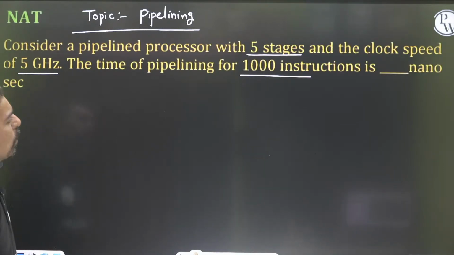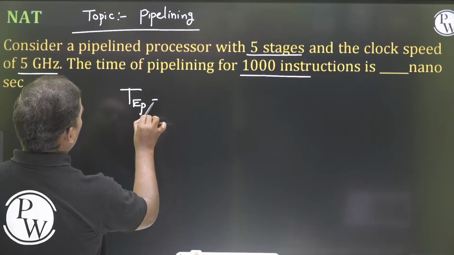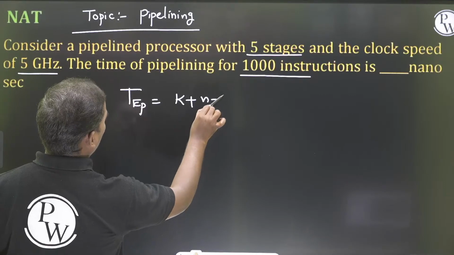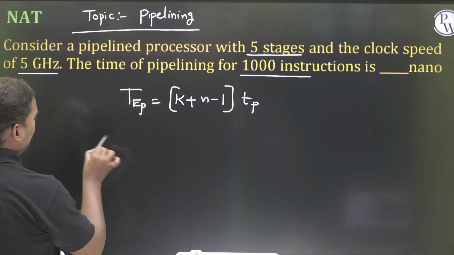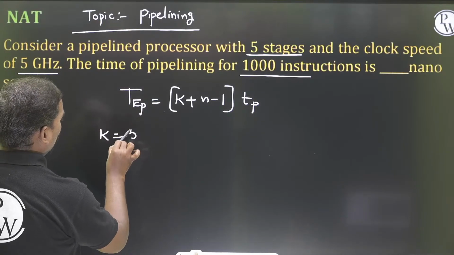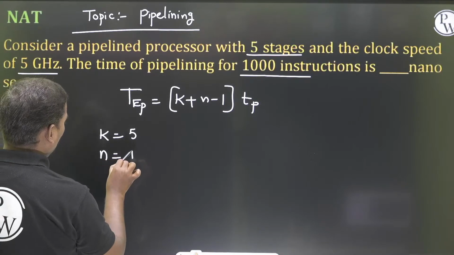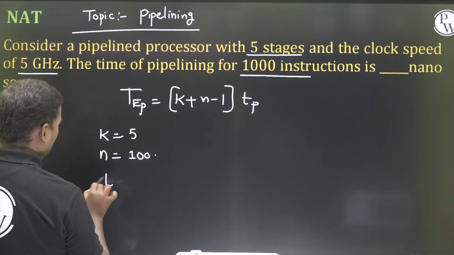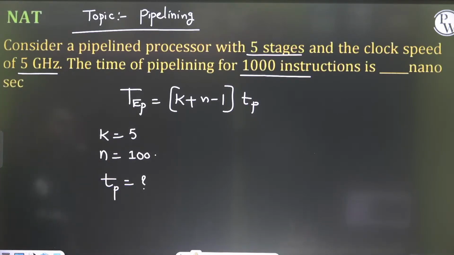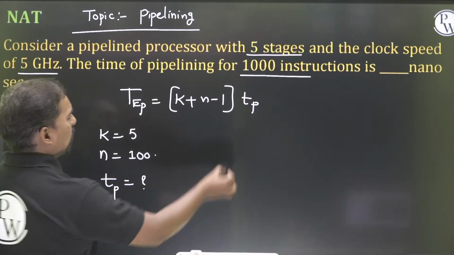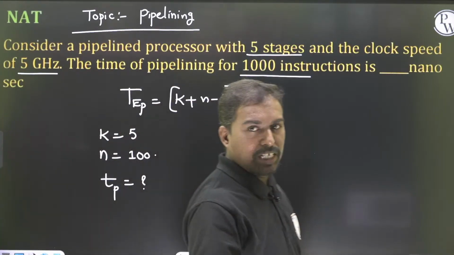Consider a pipelined processor with 5 stages. What is the time of execution in pipelining? That is (k plus n minus 1) into tp. The number of stages, k, is equal to 5, and the number of instructions or tasks, n, is equal to 1000. What is the time of pipelining? The cycle time for a single pipeline stage is not given.